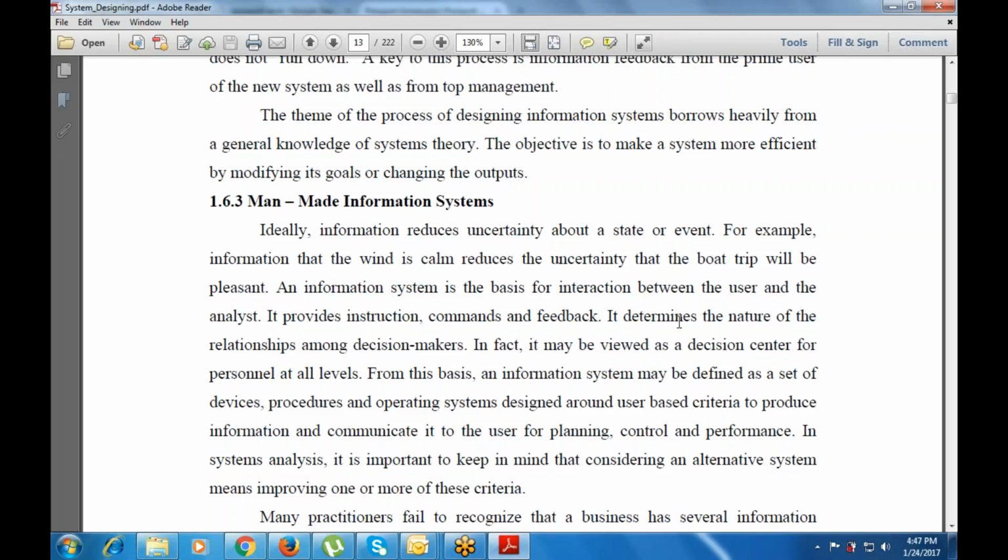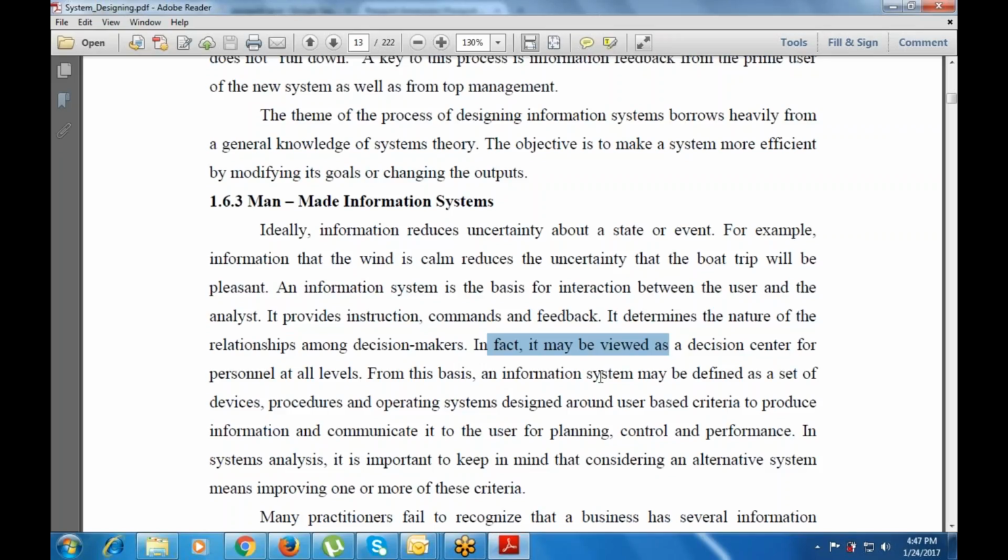An information system is a basis for interaction between the user and the analyst, providing instructions, commands, and feedback. It determines the nature of the relationship among decision makers. In fact, it may be viewed as a decision center for personnel at all levels.